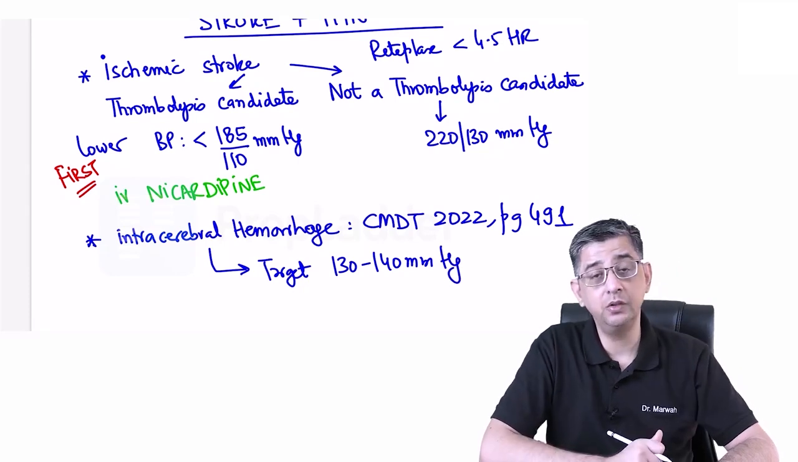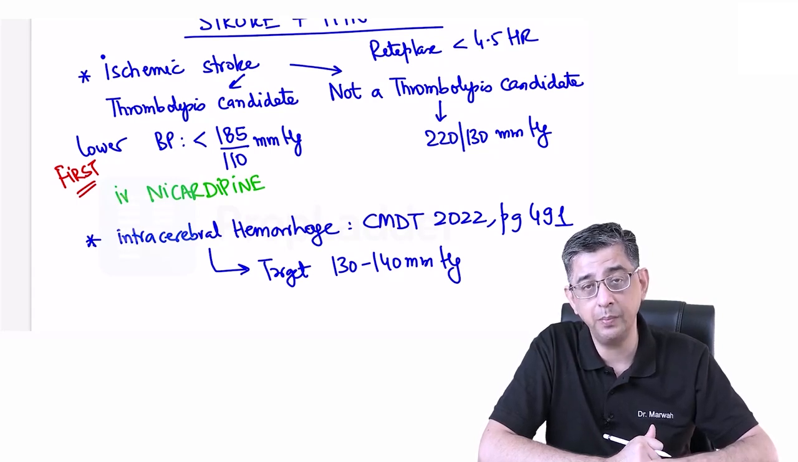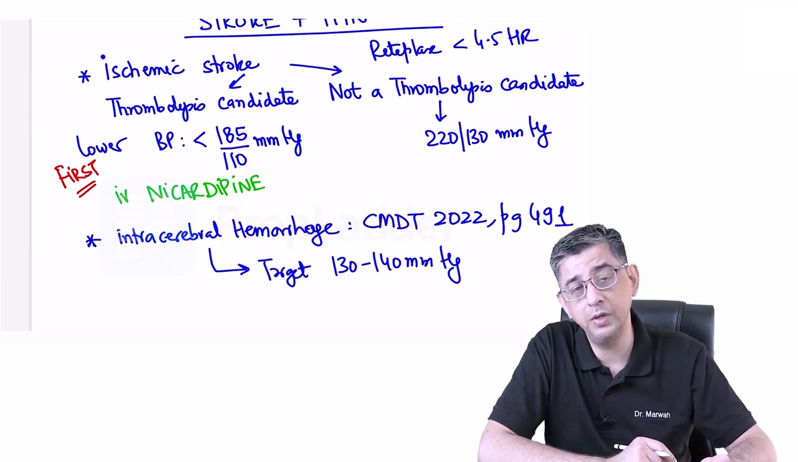So remember, the threshold that we are keeping for brain hemorrhage is on the lower side for target blood pressure, whereas the target I want to achieve in ischemic stroke is relatively higher, and the logic is straightforward. Higher blood pressure in brain hemorrhage means the bleed will also be increased.